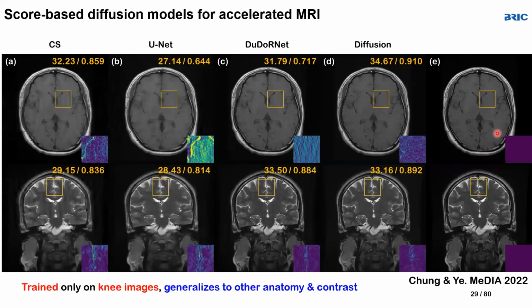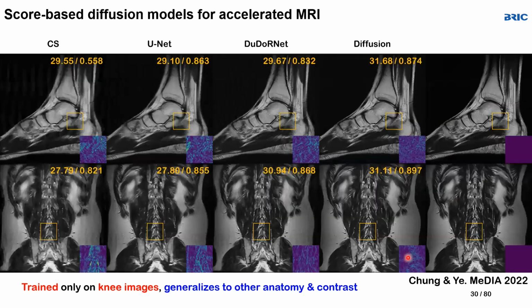Moreover, again due to the generalization capacity, these models generalize well to unseen anatomies and contrasts. Here, the model was trained on proton density coronal knee scans only, yet is able to solve image reconstruction tasks of brain, or even in MSK images.